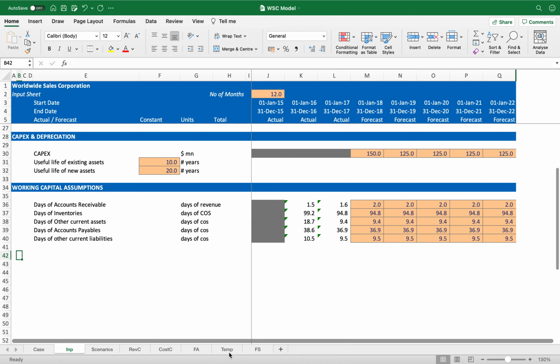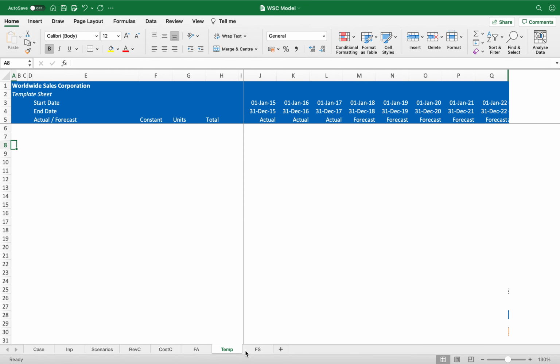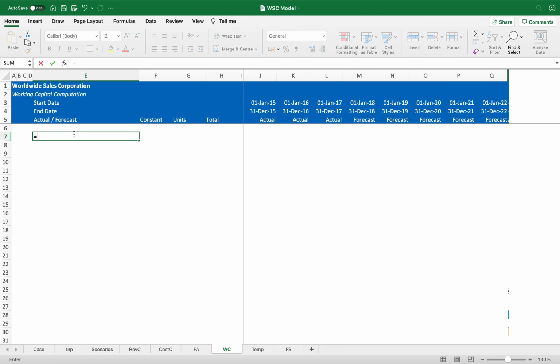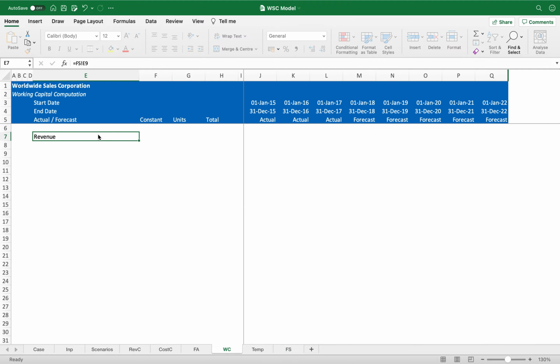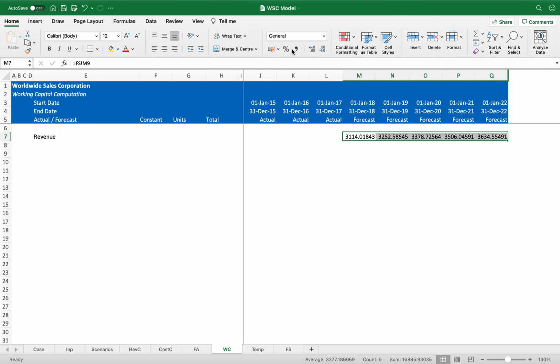Fair enough. Now we are to prepare a schedule, and you know the drill. It's very simple. Copy the template sheet across, and this is working capital computations. Now bring in two figures from your financial statements. One is your revenue, 18 onwards, other is your cost of sales, again 18 onwards.